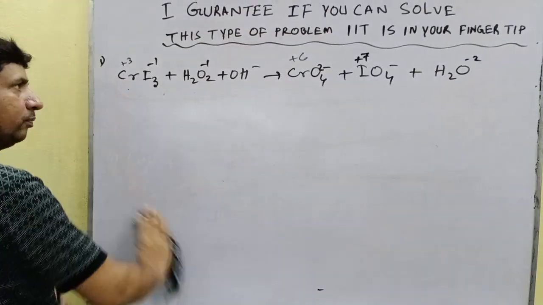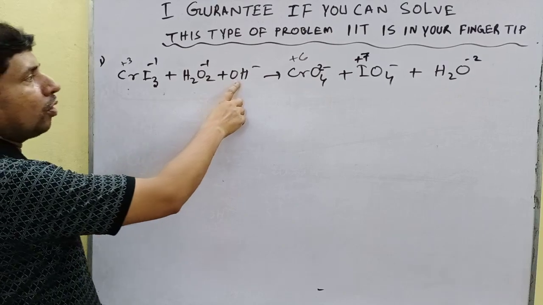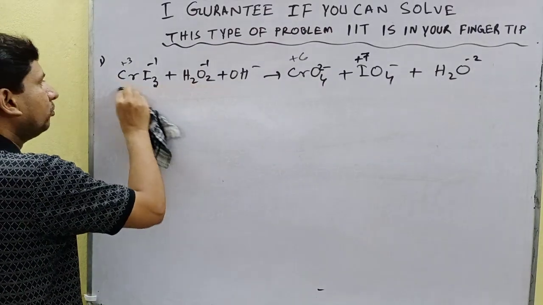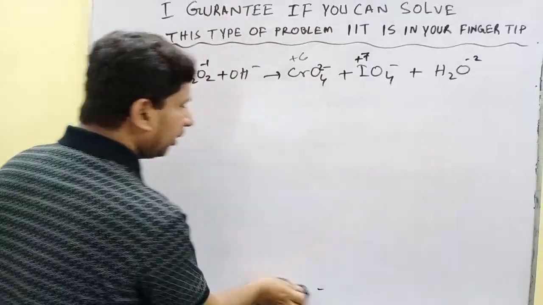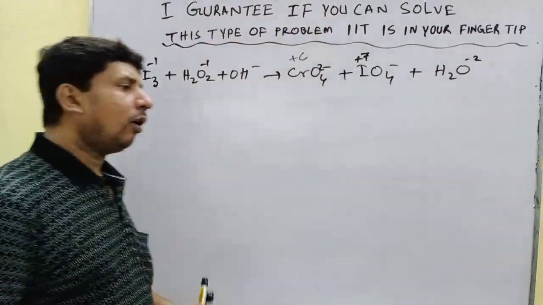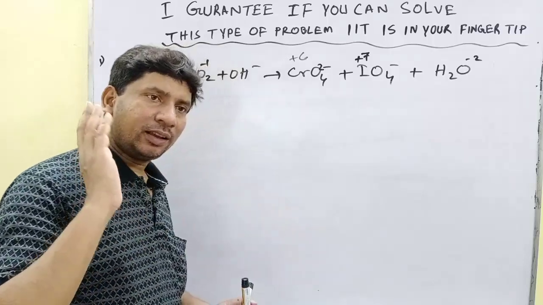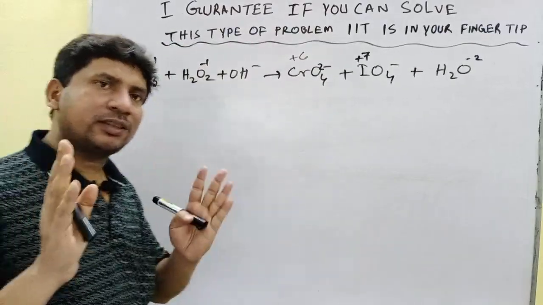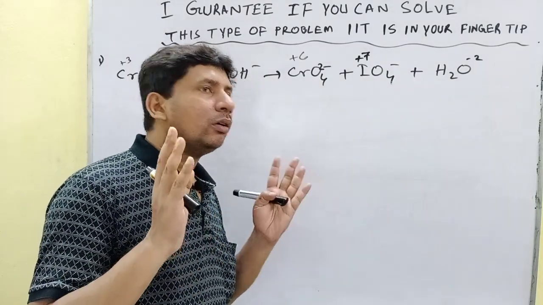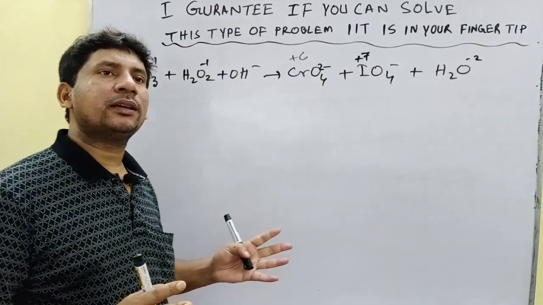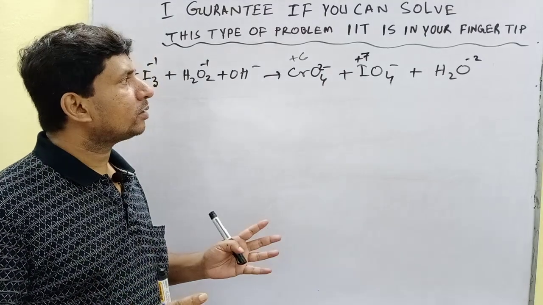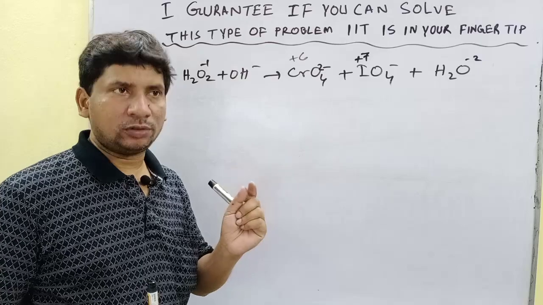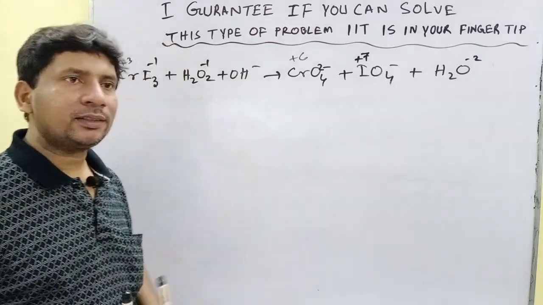How can we solve this? There is OH minus, that means this reaction takes place in basic medium, no problem. I already gave you a video on my channel that there are just 10 rules to solve any ionic balance. Okay, I will apply these.